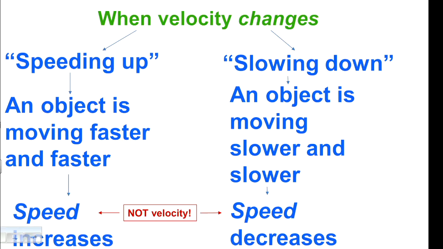So first, again, slowing down versus speeding up. It's about what is happening to the speed. When speed increases, the object is speeding up. When speed decreases, the object is slowing down. Speeding up happens when velocity and acceleration point in the same direction. Slowing down happens when velocity and acceleration are opposite.